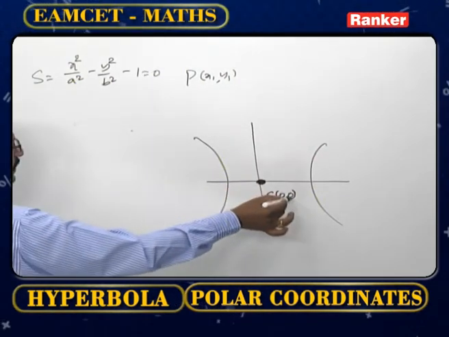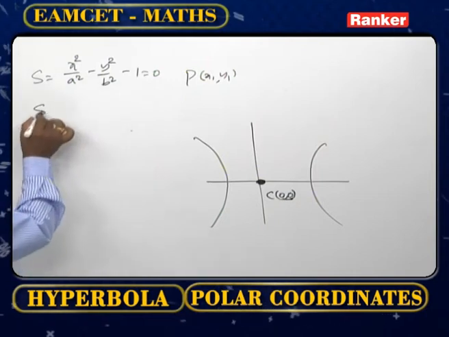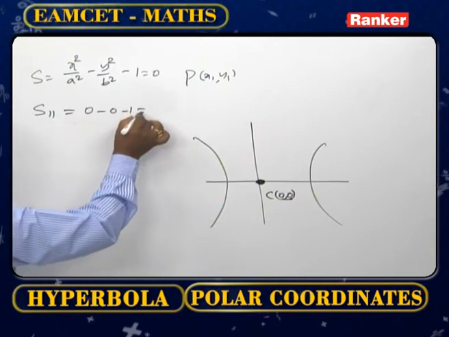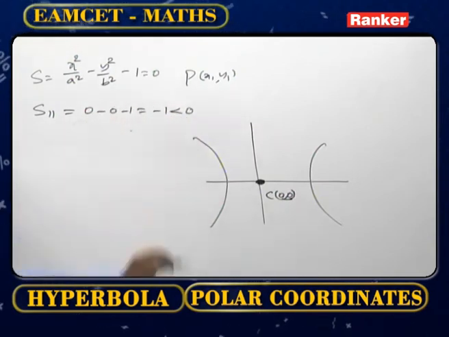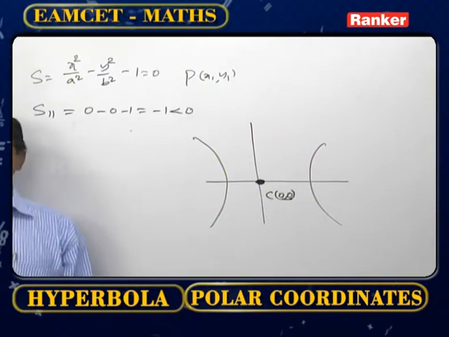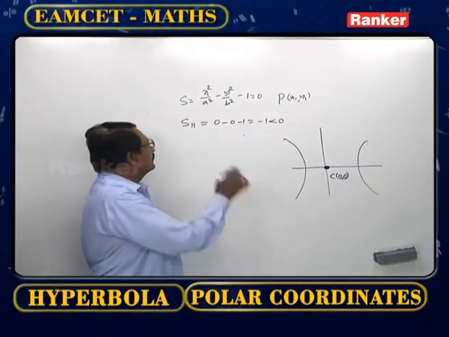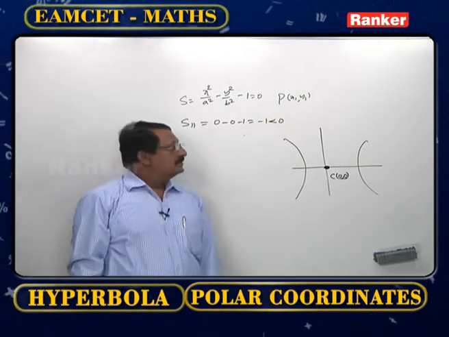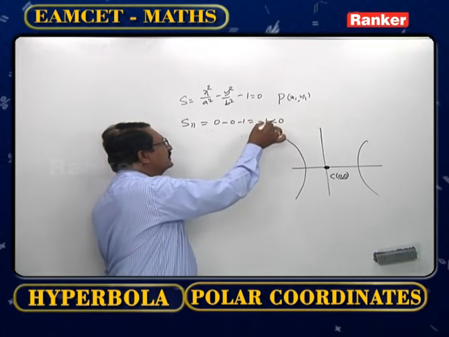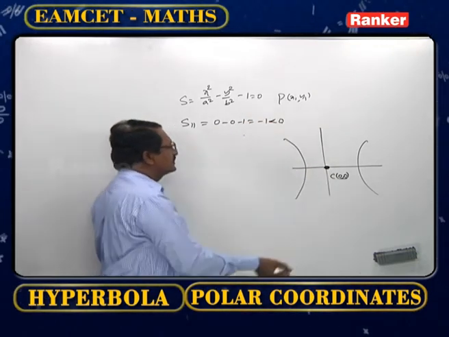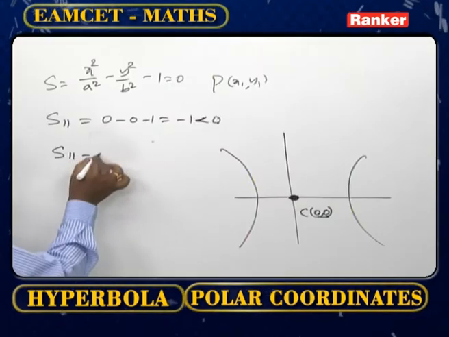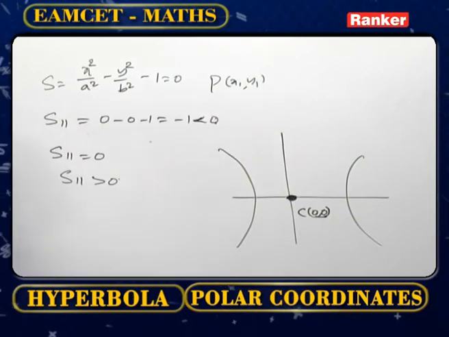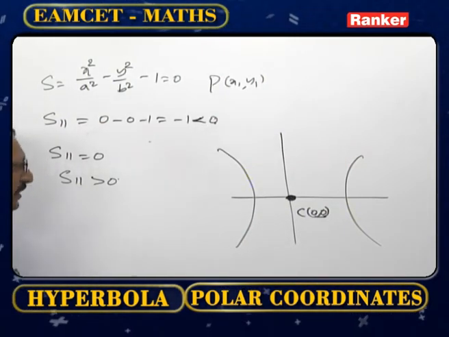Now, taking the point (0, 0) as (x1, y1), S11 means substituting the point, which gives minus 1, and that is less than 0. In a circle, parabola or ellipse, if S11 is less than 0, the point lies inside the curve. But here S11 is less than 0 and the point lies outside. If S11 equals 0, the point lies on the hyperbola. If S11 is greater than 0, the point lies inside of the hyperbola.